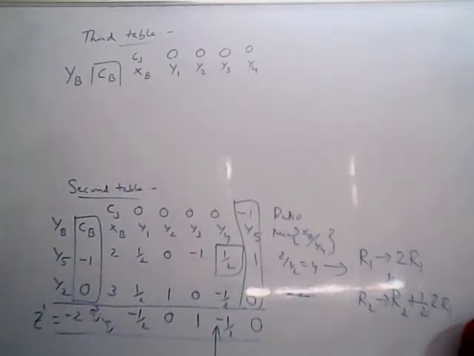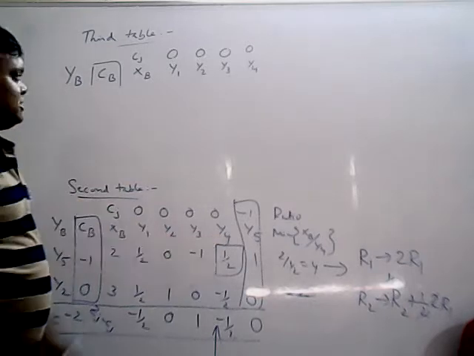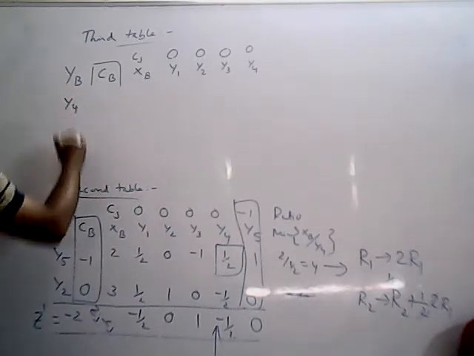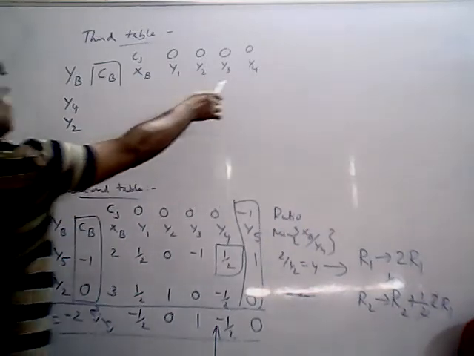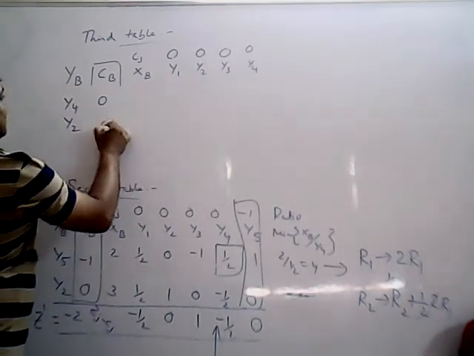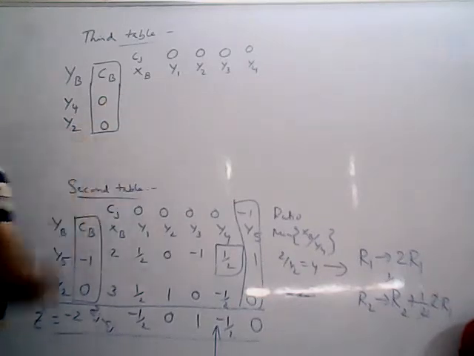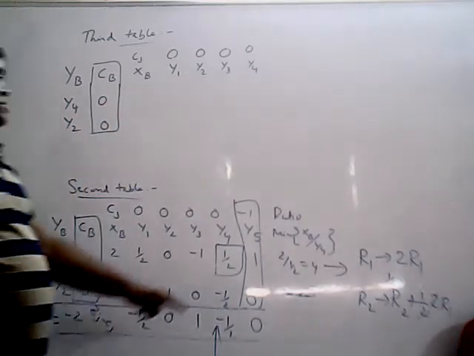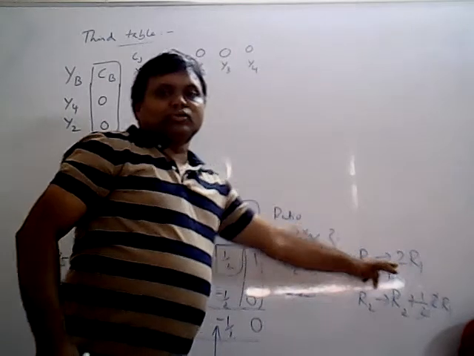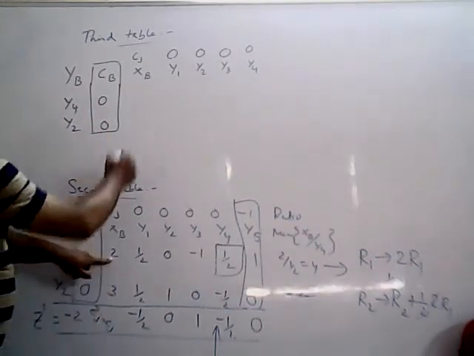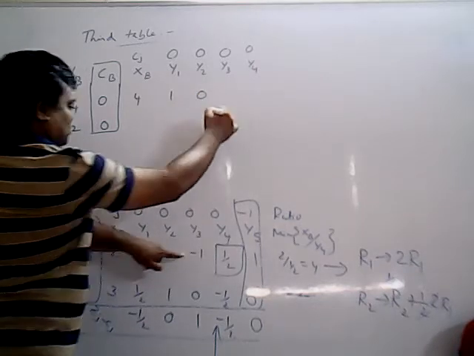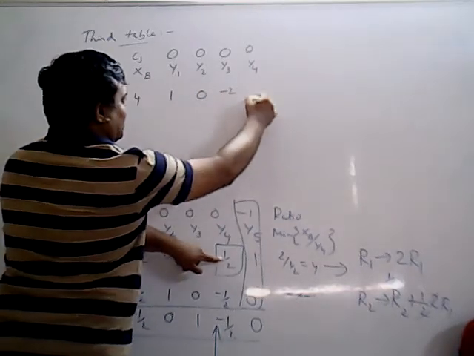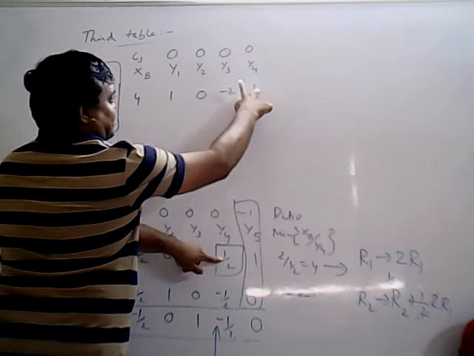Next, what are the variable vectors? Y3 deletes, in place of Y3, Y4 enters. That means Y4, and next one is Y2. Y4 variable cost 0, Y2 variable cost 0. The remaining values you have to use the operation first. Key element operation, R1 implies 2R1. Every value you put 2 into 2, 4. 2 into 1 by 2, 1. 2 into 0, 0. 2 into minus 1, minus 2. 2 into 1 by 2, 1. See, Y4, key element is 1.